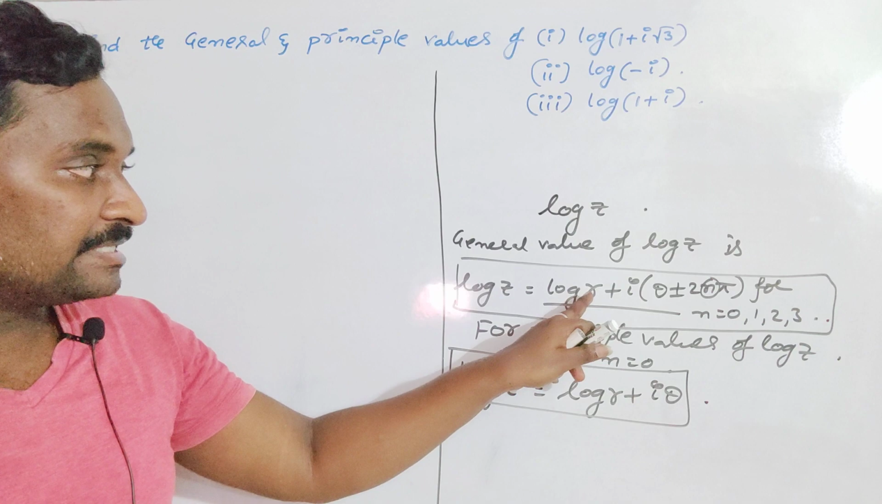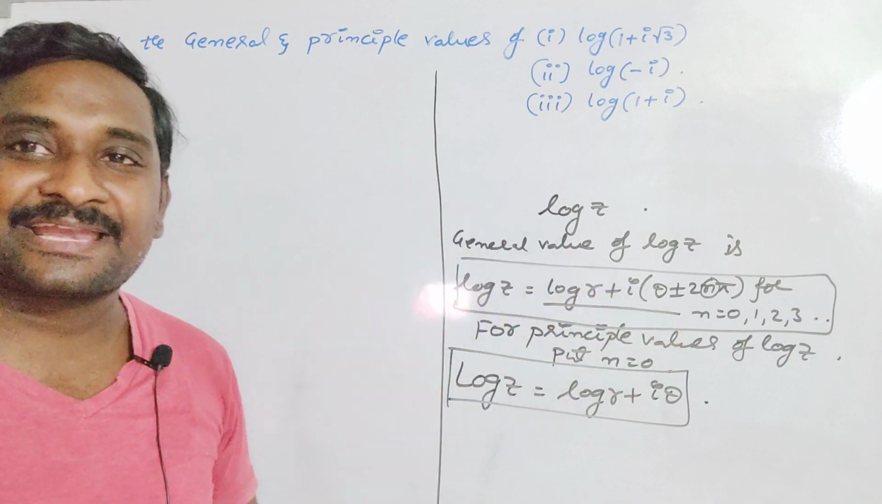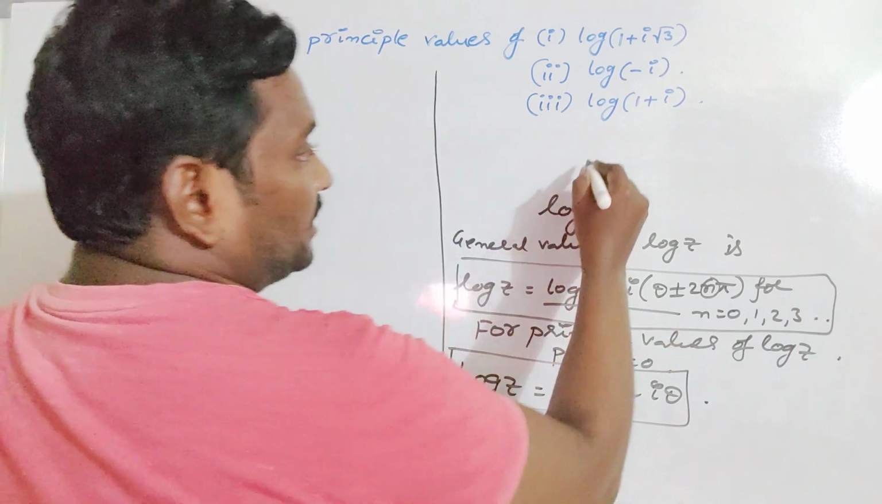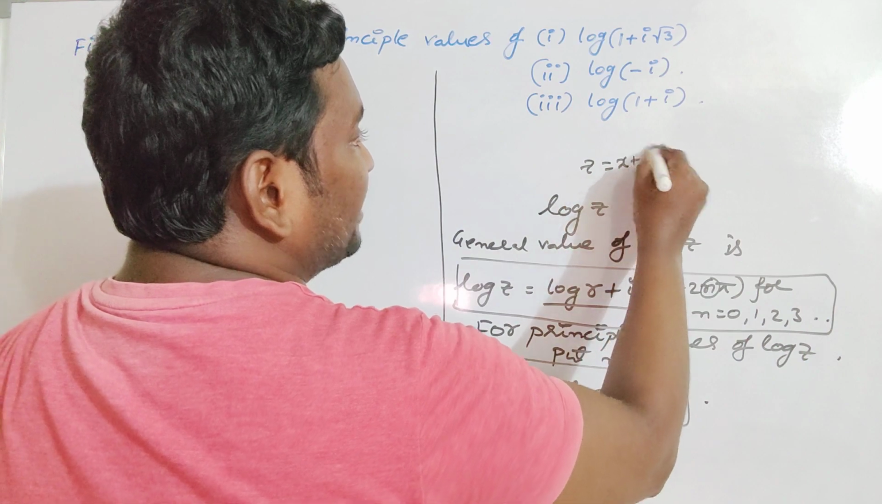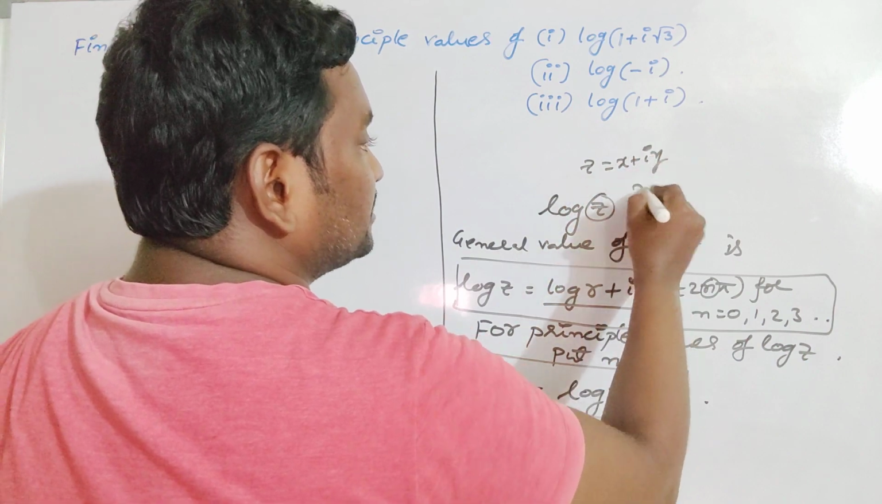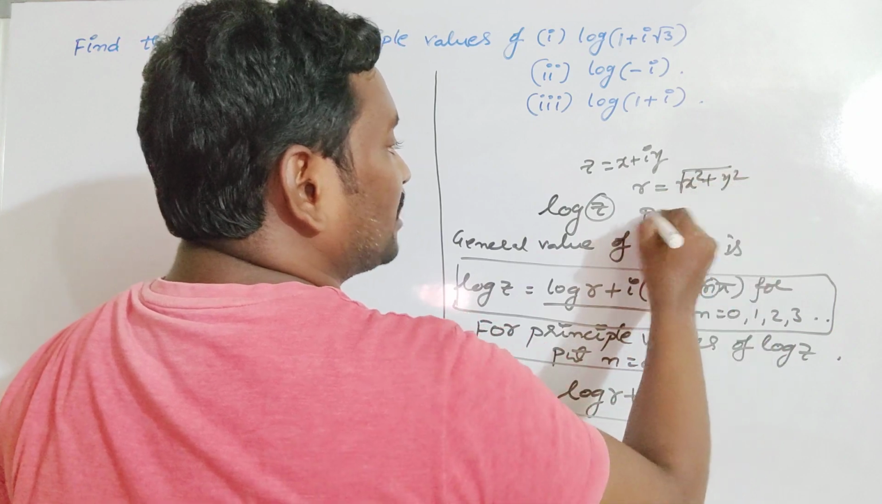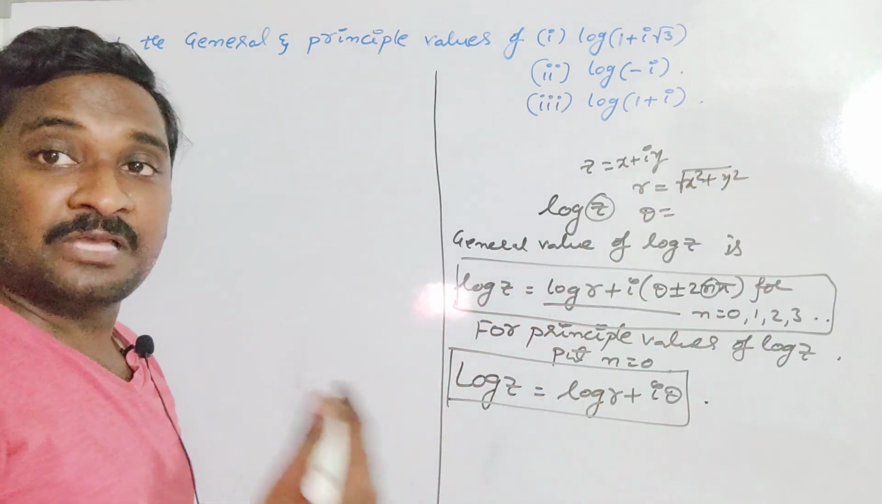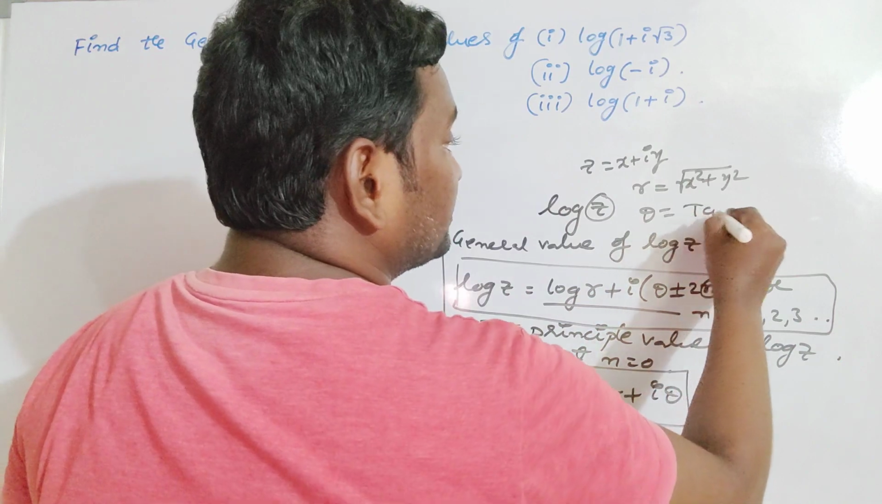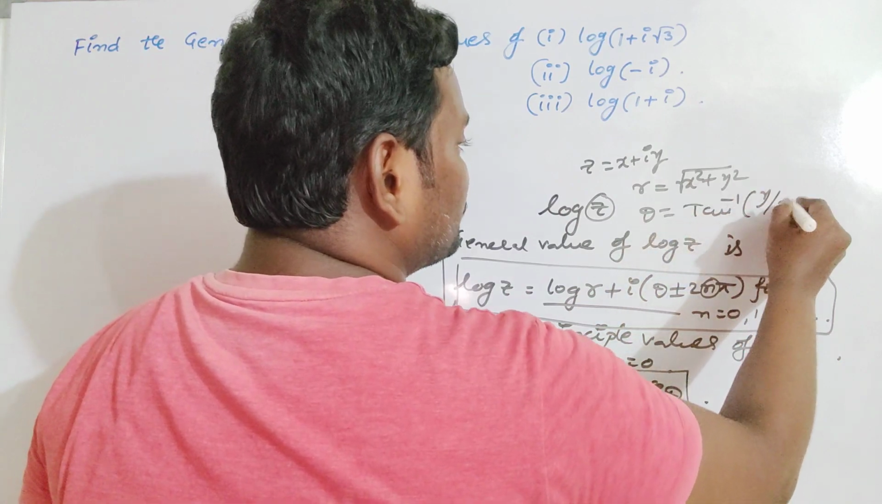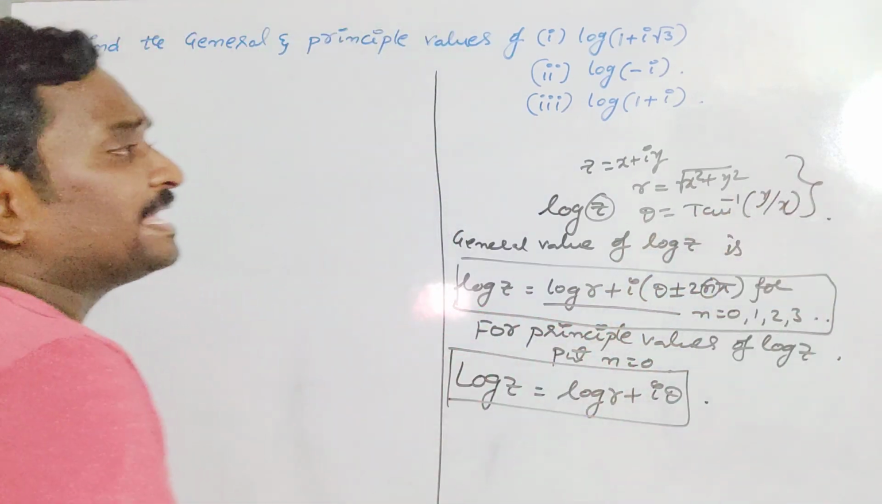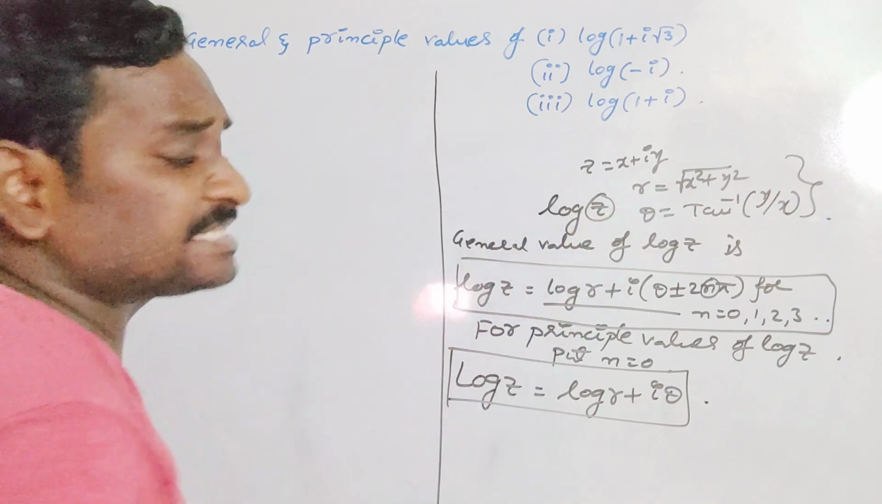The important thing is what is r and what is theta. If z is equal to x plus iy, where z is a complex variable, then r is root over x square plus y square. And theta is the argument, otherwise amplitude, which is tan inverse of y by x. Just by using this formula, we can easily get r and theta.